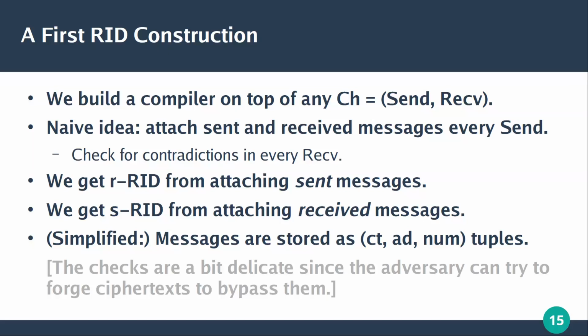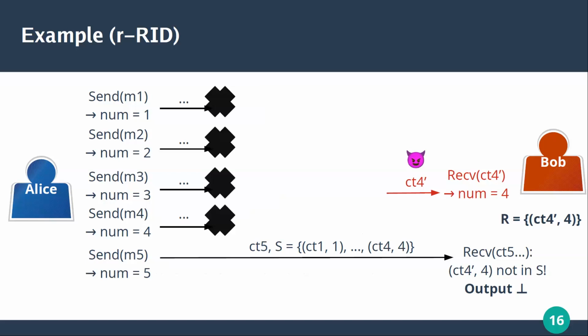And so intuitively, as we'll see, we get R recover security from attaching sent messages, and S recover security from attaching the received messages. When I say messages here, I'm referring to ciphertexts and the corresponding ordinals and also associated data, which we can mostly ignore. One has to be a little careful in actually doing it, because the adversary can try to inject messages that try to bypass the checks.